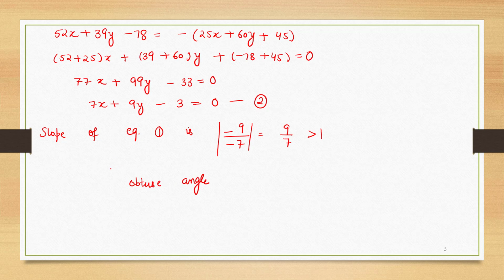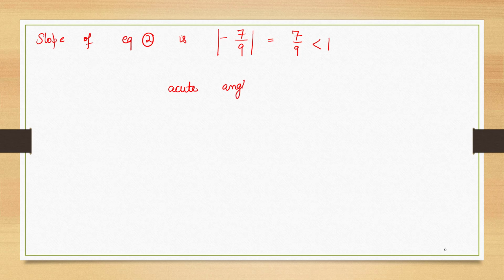But if we want analytical proof, the slope of equation 2 is minus coefficient of x, that is 7, by coefficient of y, that is 9. Taking the absolute value, that is 7 by 9, which is less than 1. So it corresponds to an acute angle. Basically, acute angle means it is creating an angle which is less than 90 degrees with the positive direction of x-axis. And obtuse angle means the line is creating an angle which is more than 90 degrees with the positive direction of x-axis.